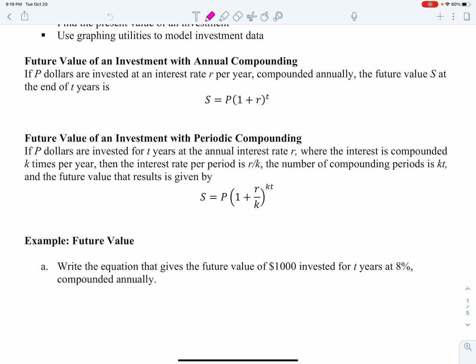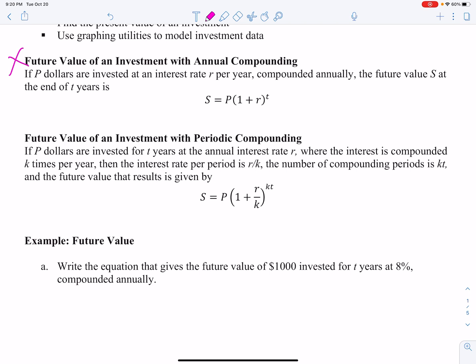So first one here is a future value of an investment with annual compounding. Compounding just means how many times they calculate in the interest that you earn. Okay, so this is the equation right here. Just notice your parentheses, exponents, all that kind of stuff. Make sure you always follow PEMDAS. Always follow your order of operations. So in this case, you'll do what's inside the parentheses first, then you'll raise it to that exponent, then multiply by that P value.